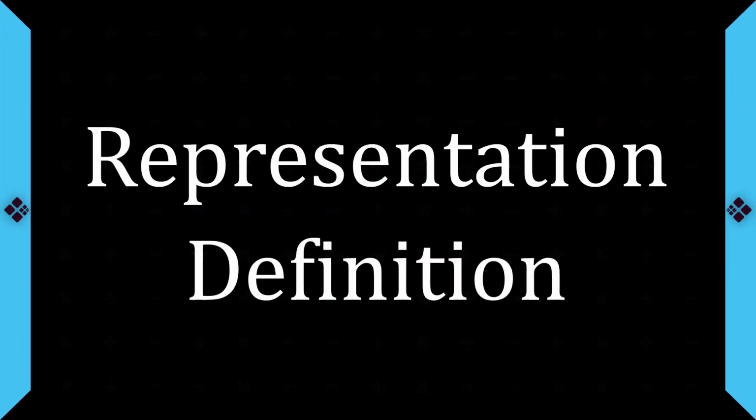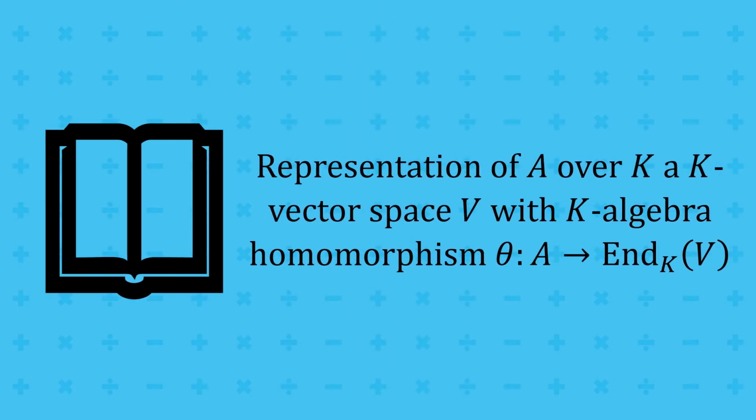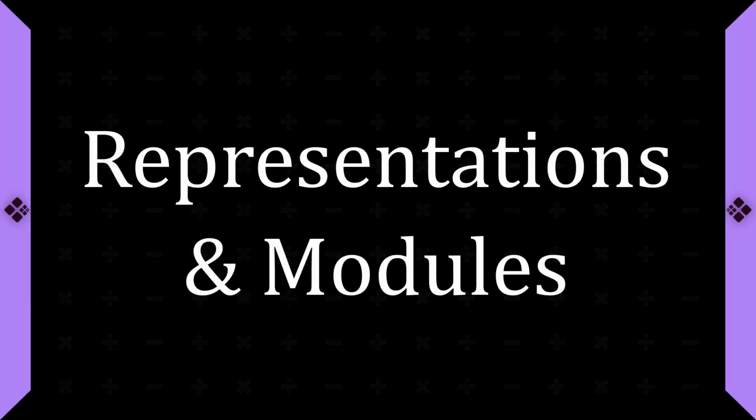Now we're going to move on to discussing representations. So to start with, let's define a representation. A representation of A over K is a K vector space V with a K algebra homomorphism theta from A to the K endomorphisms of V.